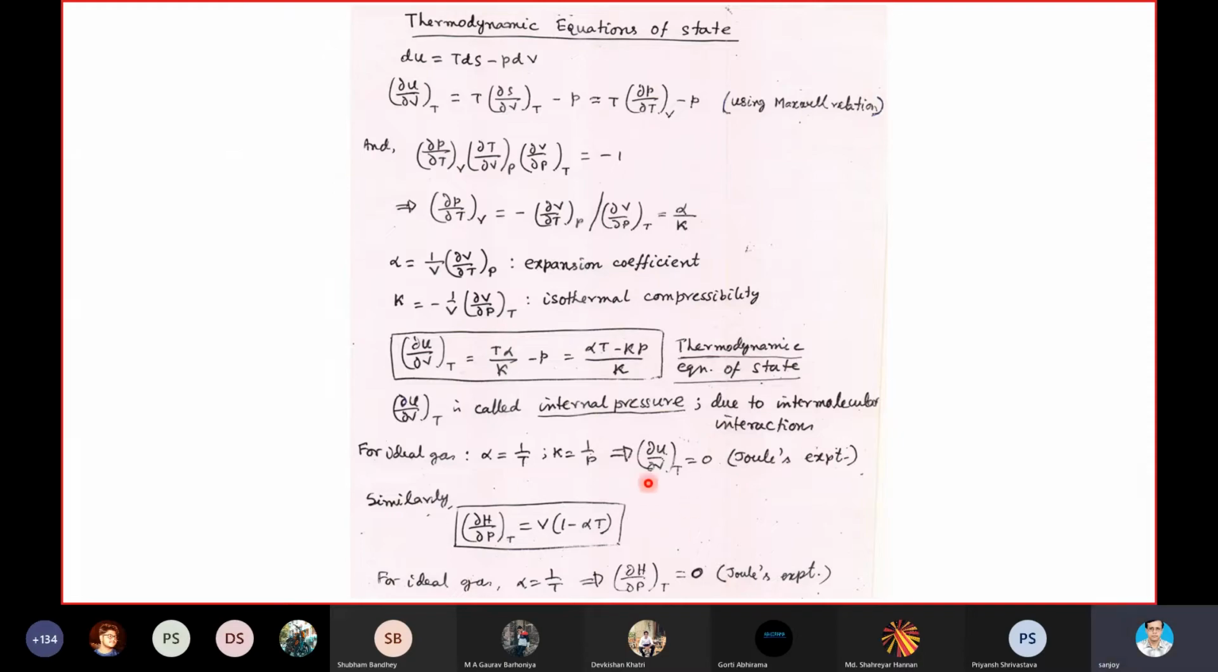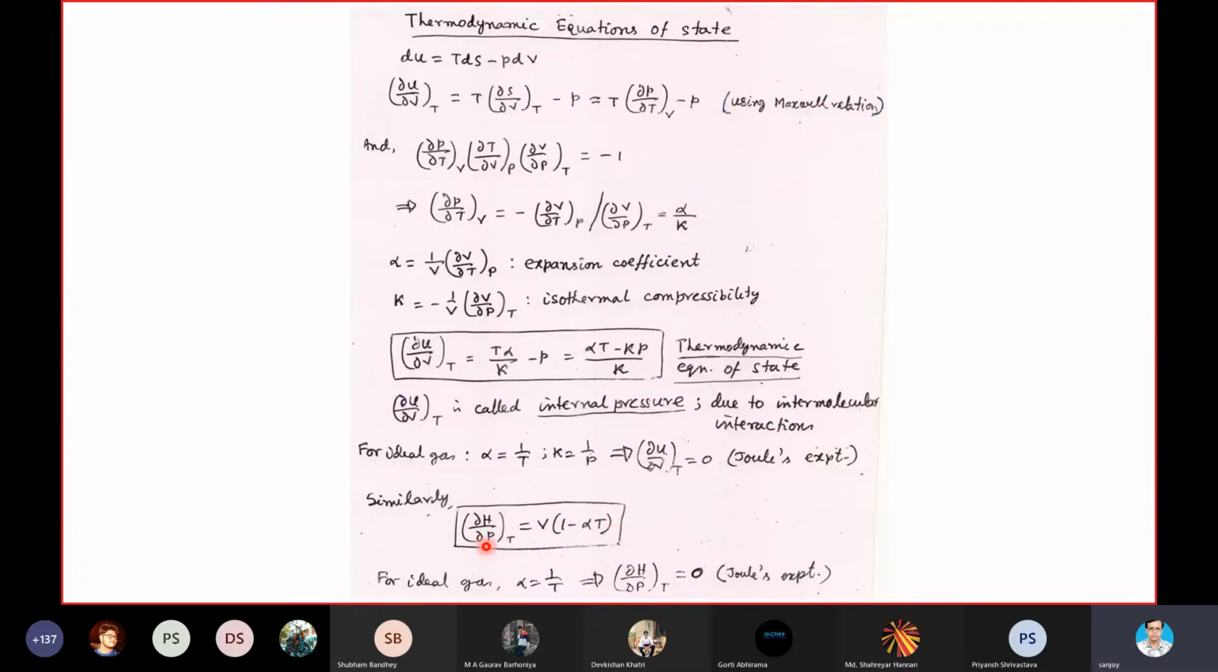Now, if you take a non-ideal gas, then this term will be non-zero. Therefore, del U del V will be non-zero. I have not done the detailed derivation, but you can do it yourself. You can get a similar expression for enthalpy also: del H del P at constant temperature, which is connected with V into 1 minus alpha into T.